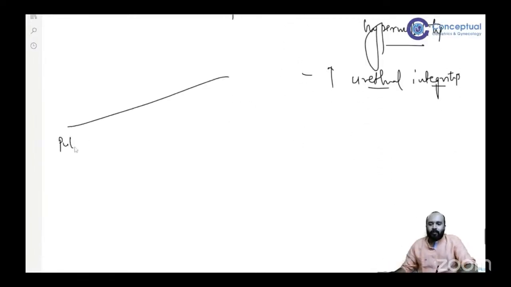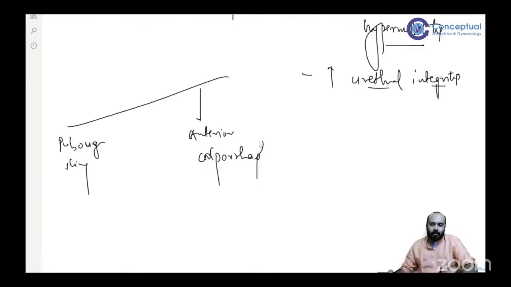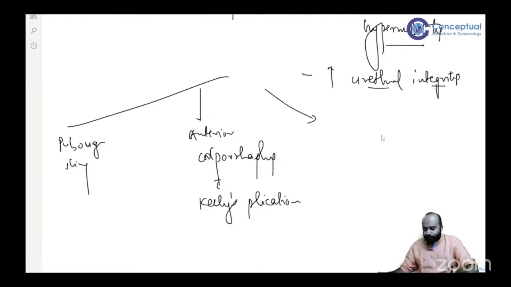The first one is going to be pubovaginal sling surgery. Pubovaginal sling. Next is going to be anterior colporrhaphy, or what we also call as the A repair, that we do along with vaginal hysterectomy. So anterior colporrhaphy with Kelly's plication. I'm going to discuss all of them. Next is going to be needle suspension surgery.